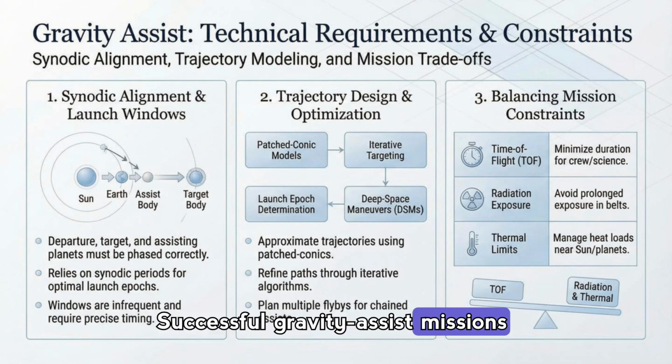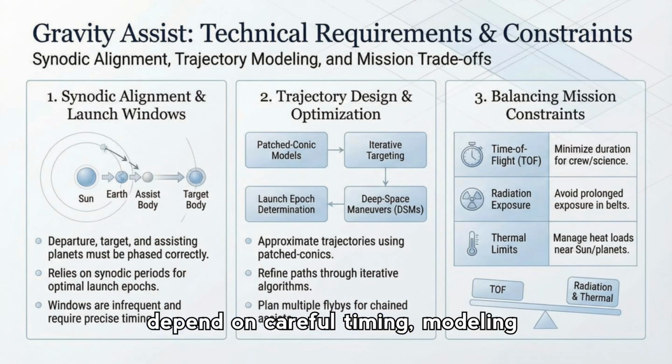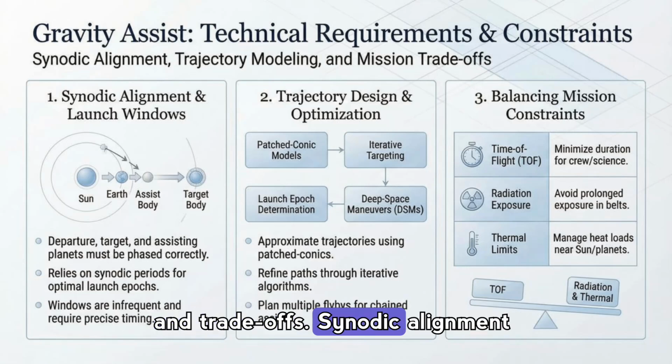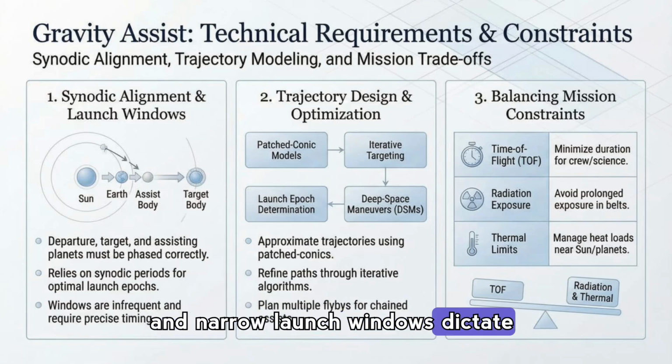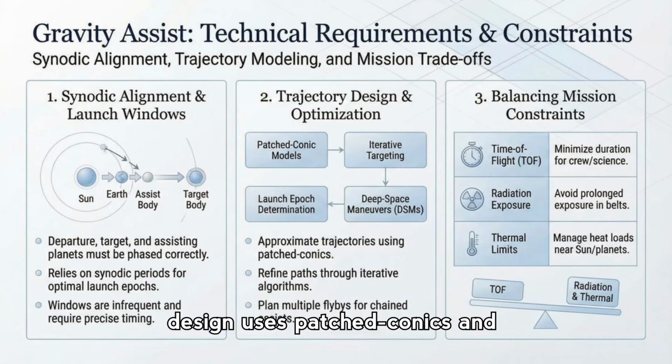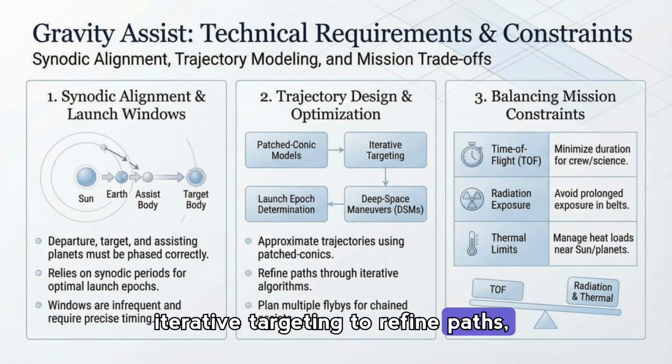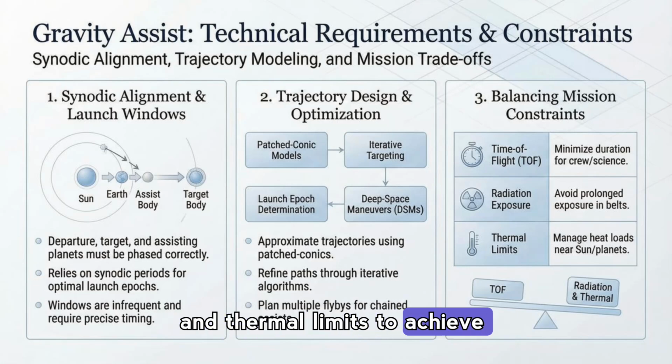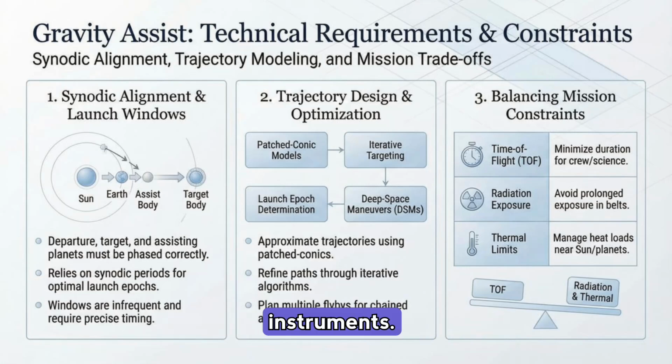Successful gravity assist missions depend on careful timing, modeling, and trade-offs. Synodic alignment and narrow launch windows dictate when assists are possible. Trajectory design uses patched conics and iterative targeting to refine paths, and mission planners must balance time of flight, radiation exposure, and thermal limits to achieve objectives while protecting crew or instruments.